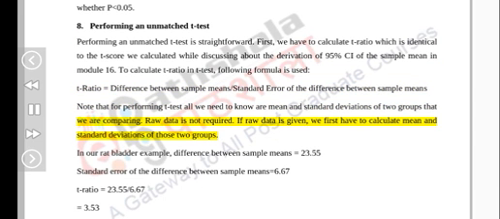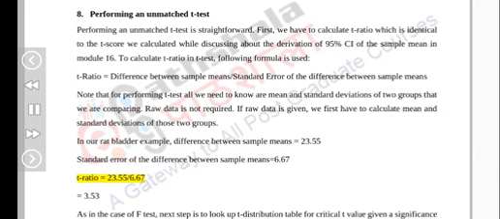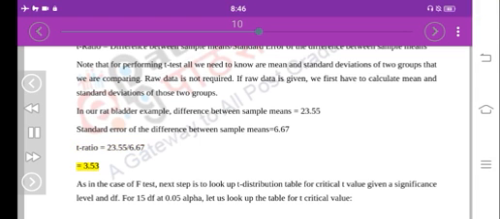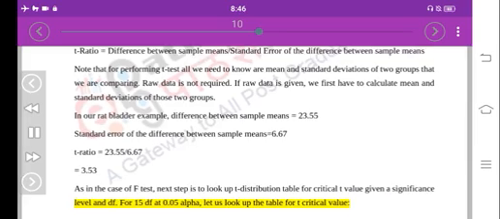If raw data is given, we first have to calculate the mean and standard deviations of those two groups. In our rat bladder example, the difference between sample means equals 23.55, and the standard error of the difference between sample means equals 6.67. T-ratio equals 23.55 divided by 6.67, which equals 3.53. As in the case of the F-test, the next step is to look up the t-distribution table for the critical t-value given a significance level and df. For 15 df at 0.05 alpha, let us look up the table for the t-critical value.